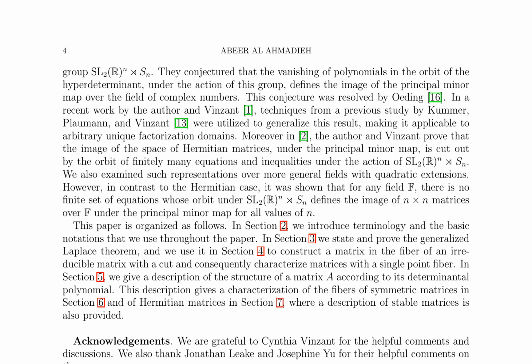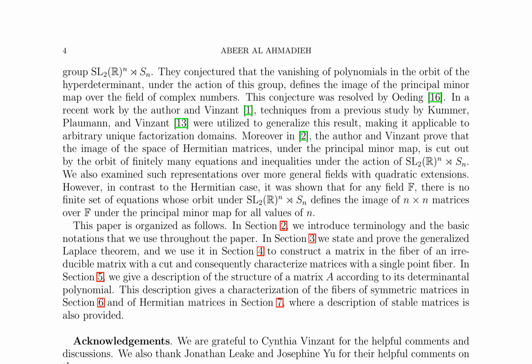The paper introduces terminology and notations in Section 2, which are used throughout the paper. Section 3 states and proves the generalized Laplace theorem, utilized in Section 4 to construct a matrix in the fiber of an irreducible matrix with a cut, characterizing matrices with a single point fiber. The paper explores the structure of a matrix according to its determinantal polynomial, providing a description of the fibers of symmetric matrices and Hermitian matrices. The authors also described stable matrices.